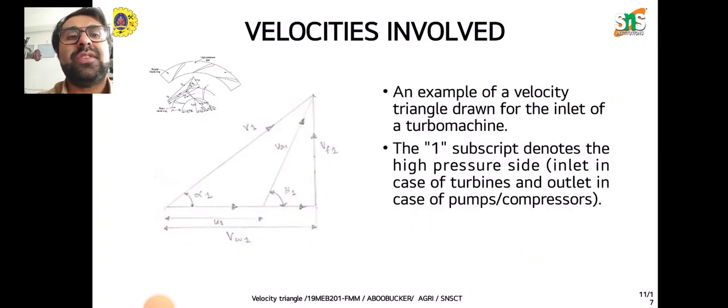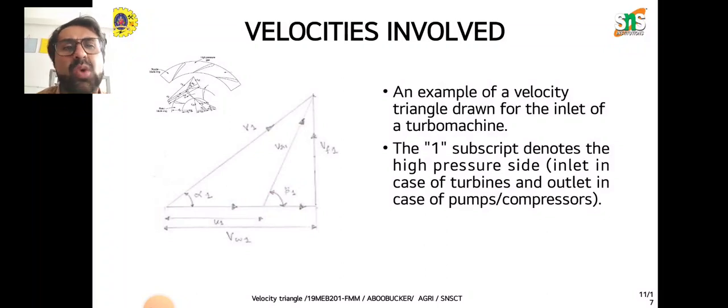So here I have shown a small diagram which represents the velocities involved. An example of a velocity triangle drawn at the inlet of a turbo machine is given here, which I have drawn using a pencil. You can see the two angles there, alpha 1 and beta 1, and the subscript 1 denotes the high pressure side, that's inlet in case of turbines, and outlet in terms of pumps and compressors. So a velocity triangle can be drawn for a turbine as well as for a pump. Here we are drawing for the turbine.